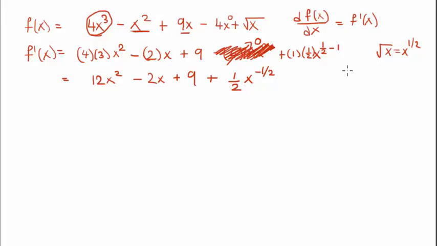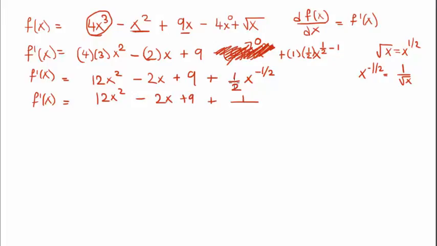And if you recognize x to the negative 1/2 as 1 over square root of x, then that's perfect, that's great. But if not, you can leave the answer in this term, unless your professor or teacher wants you to simplify this further. So I'll just simplify this. So f prime of x is equal to 12x squared minus 2x plus 9 plus 1/2, and then multiplied by 1 over root x. So that's it. That's our answer. It's pretty simple.